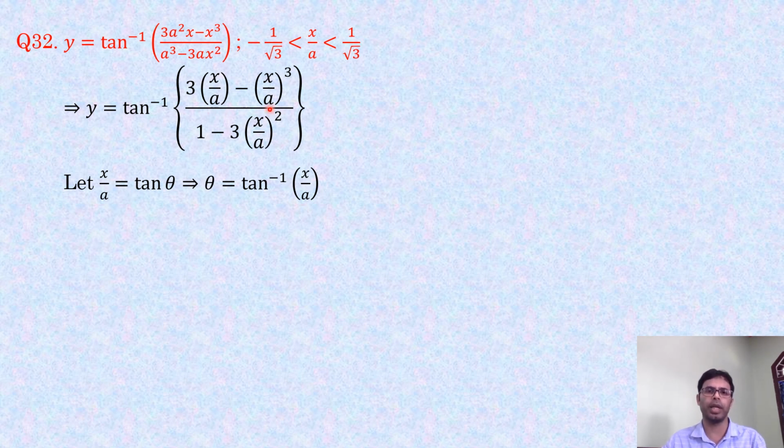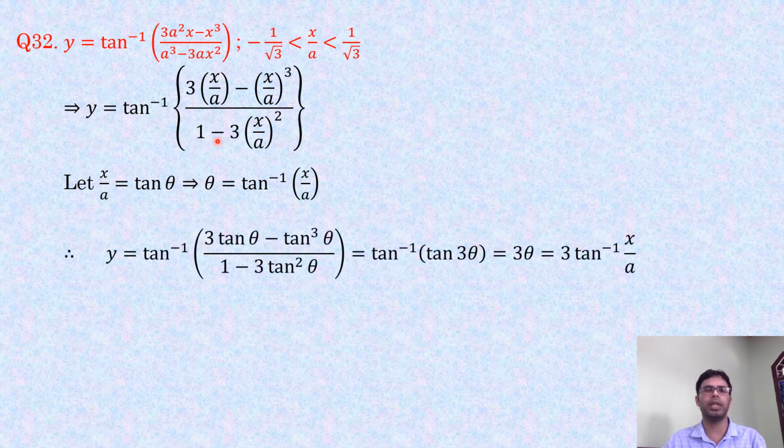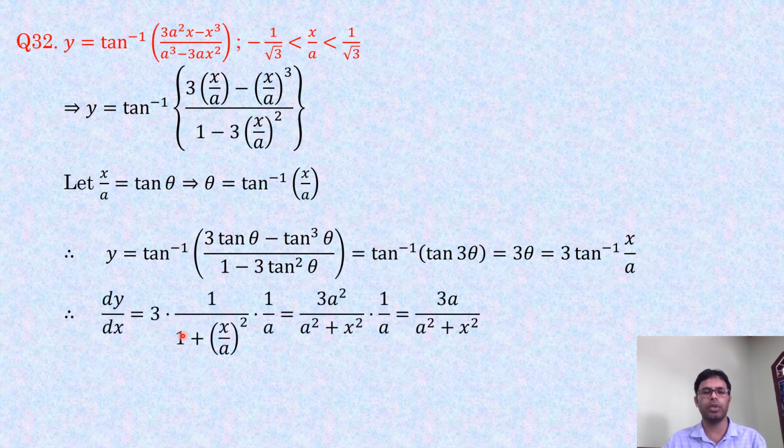Use this substitution here. So y is equal to tan inverse 3 tan theta minus tan cube theta over 1 minus 3 tan square theta, and this inner part is equal to tan 3 theta only. So tan inverse tan 3 theta is equal to 3 theta, and 3 into what is theta? Theta is tan inverse x by a, we write here, and then differentiate. So dy dx is equal to 3 into 1 by 1 plus x by a whole square into d dx of x by a, which is simply 1 by a, because a is constant, x derivative is 1, so 1 by a.